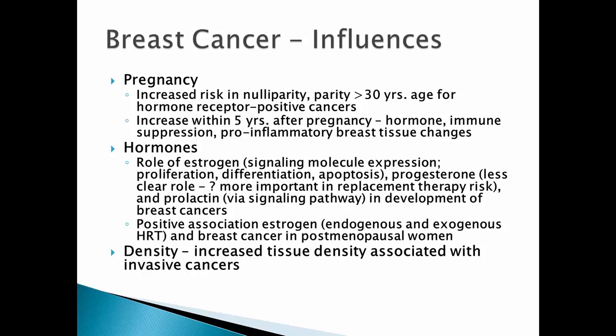So with pregnancy, some of the influences include an increased risk of breast cancer in women who are nulliparous or who had their first child after the age of 30. The incidence of a hormone receptor positive cancer is more likely in this population. We also have information that there's an increase in breast cancer within about 5 years after a pregnancy. And we believe this is related to both hormone as well as immune suppression, along with pro-inflammatory breast tissue changes.